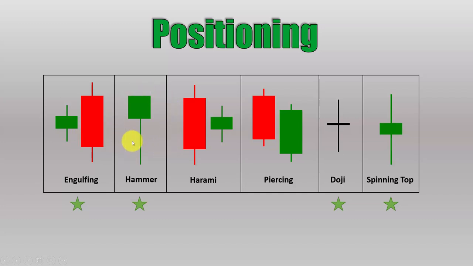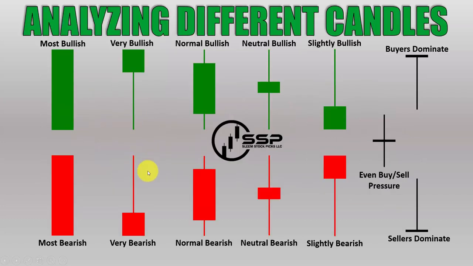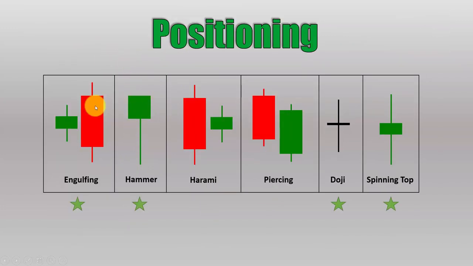Now, as for a hammer, this is what we saw right here, the second most bullish formation, and it's pretty much indicating that this lower shadow gave it a ton of buying pressure.